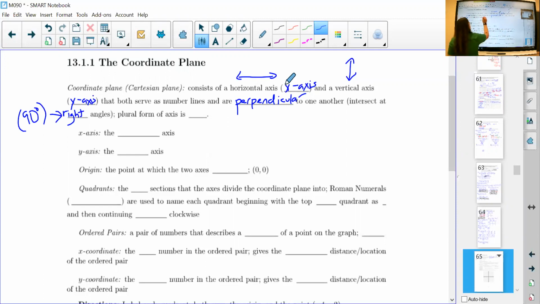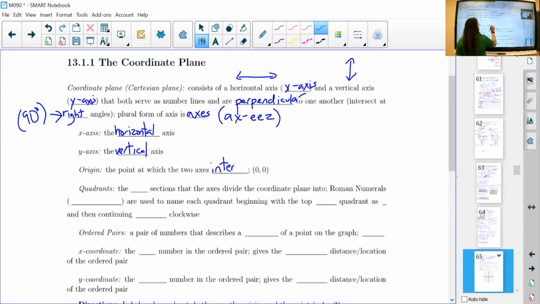Plural form of axis. If we have more than one axis, we have axes. Go ahead and write out how that's pronounced as well. It's not "ax-ez," it's "ax-eez." So we have the horizontal one, which is x. We have the vertical one, which is y. We have the origin. That's where the axes meet or intersect. That's 0, 0.